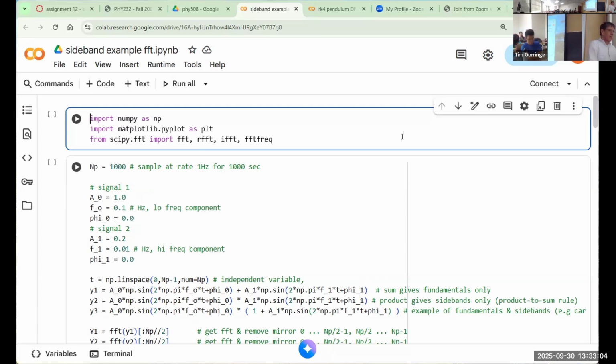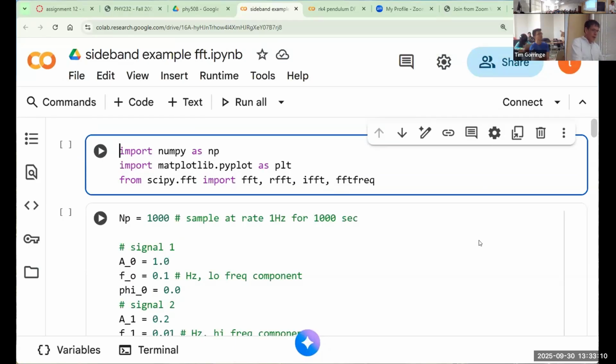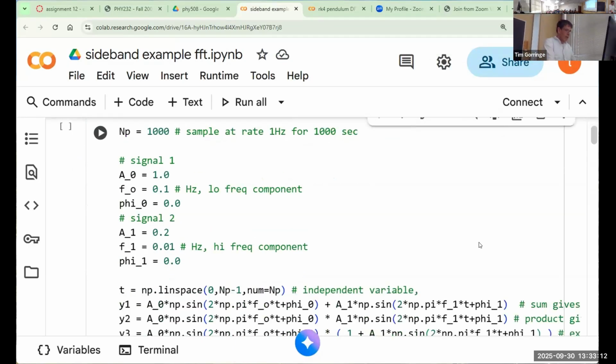In this code and the next code I'll show you, I'm just generating two sine waves. And I'm going to combine those two sine waves in this code in different ways, adding them, multiplying, so I can show you sidebands.